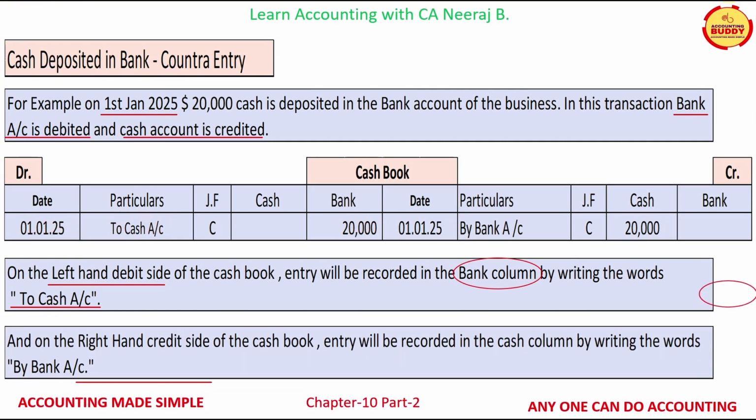And on the right hand credit side of the cash book, entry will be recorded in the cash column for $20,000 on 1st of January 25 by writing the words by bank account. This contra entry will be denoted by writing the letter C in the journal folio column on both the sides of the cash book.